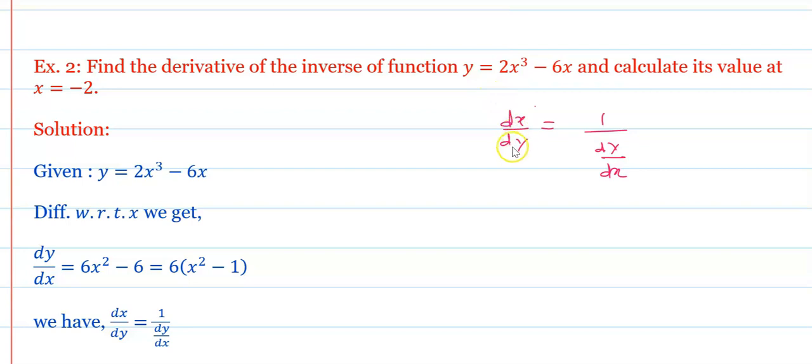Okay, and that's why here we are using the definition of the inverse function, that is to find out the derivative of the inverse of the function y is equals to 2x cube minus 6x. x cannot be easily written in terms of y, and that's why we are using the definition of the derivative of the inverse function.